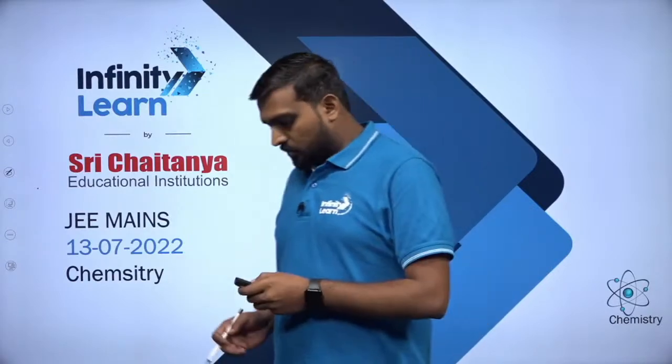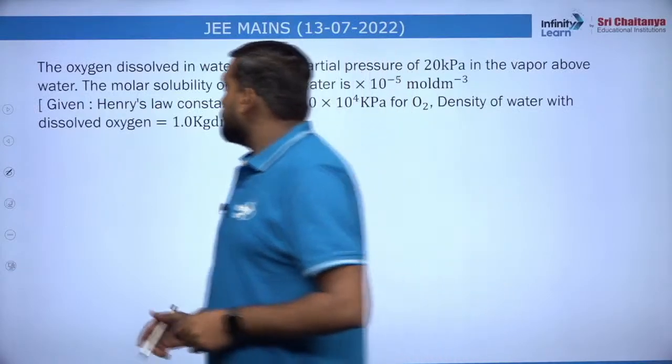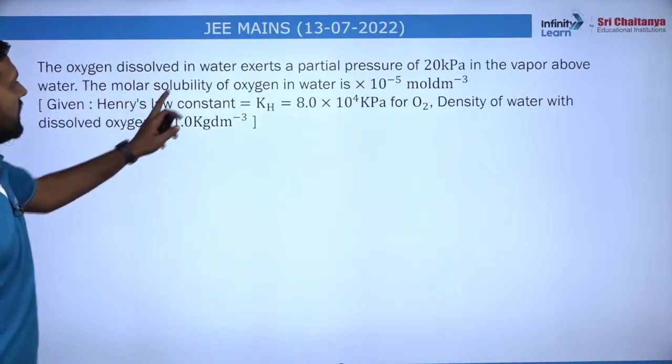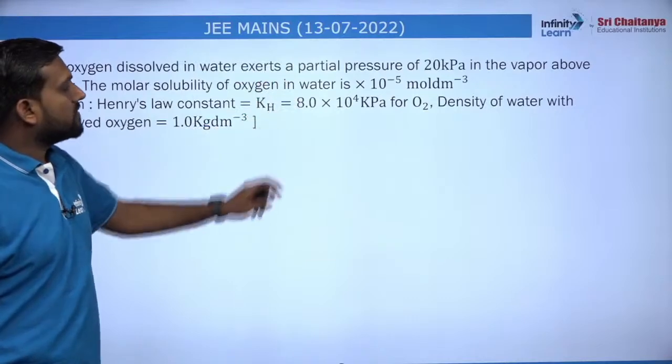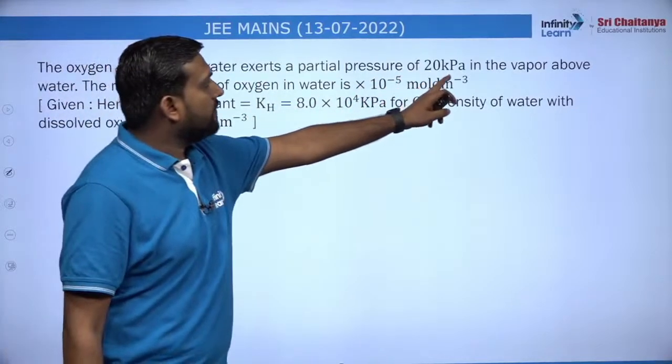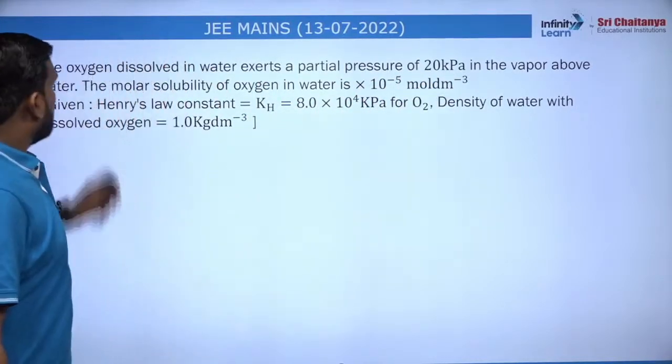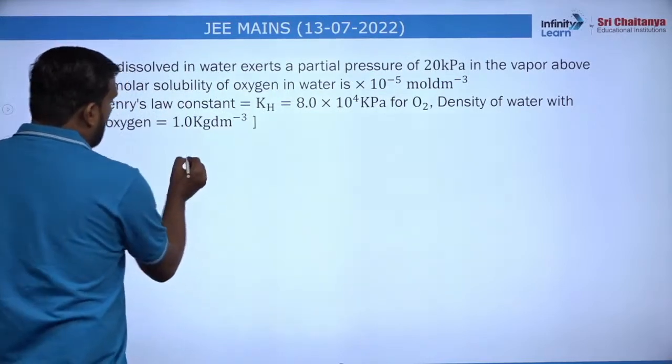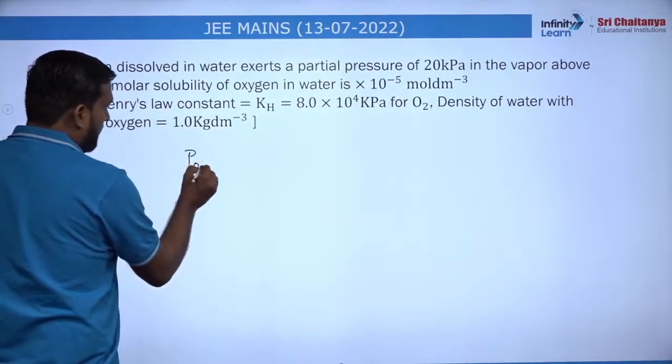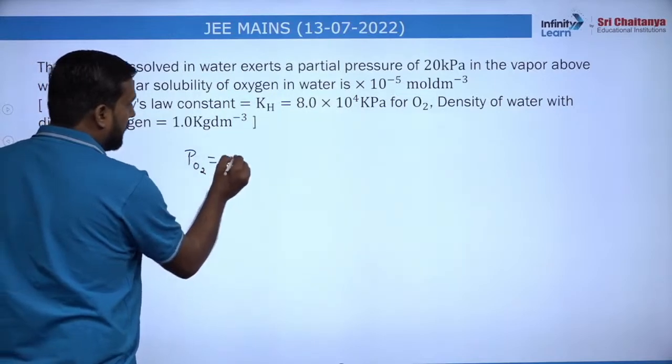Okay, so let's go to the first question, and the first question is, the oxygen dissolved in water exerts a partial pressure of 20 kPa in the vapor above the water. So basically they have given you the partial pressure of the oxygen here, and the partial pressure of the oxygen is basically 20 kPa.